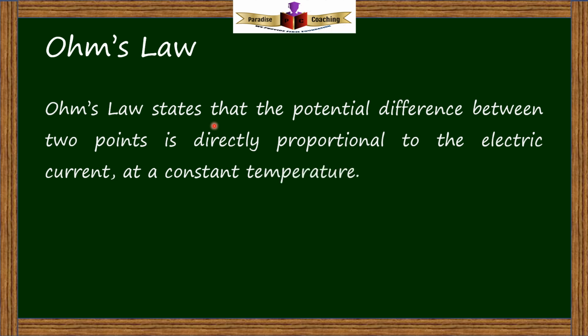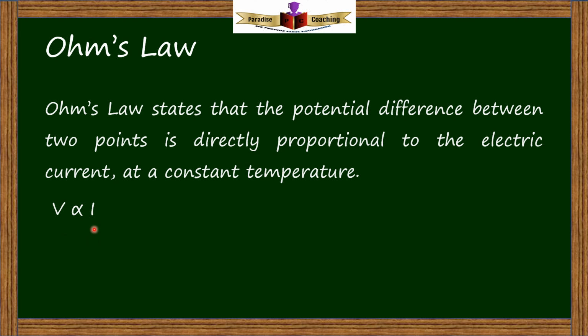So as you can see, the complete statement for Ohm's law goes like this. Ohm's law states that the potential difference between 2 points is directly proportional to the electric current, and of course at a constant temperature. This condition is very important because if temperature is not held constant, definitely this law will not be followed. So mathematically I can write this as V proportional to I.